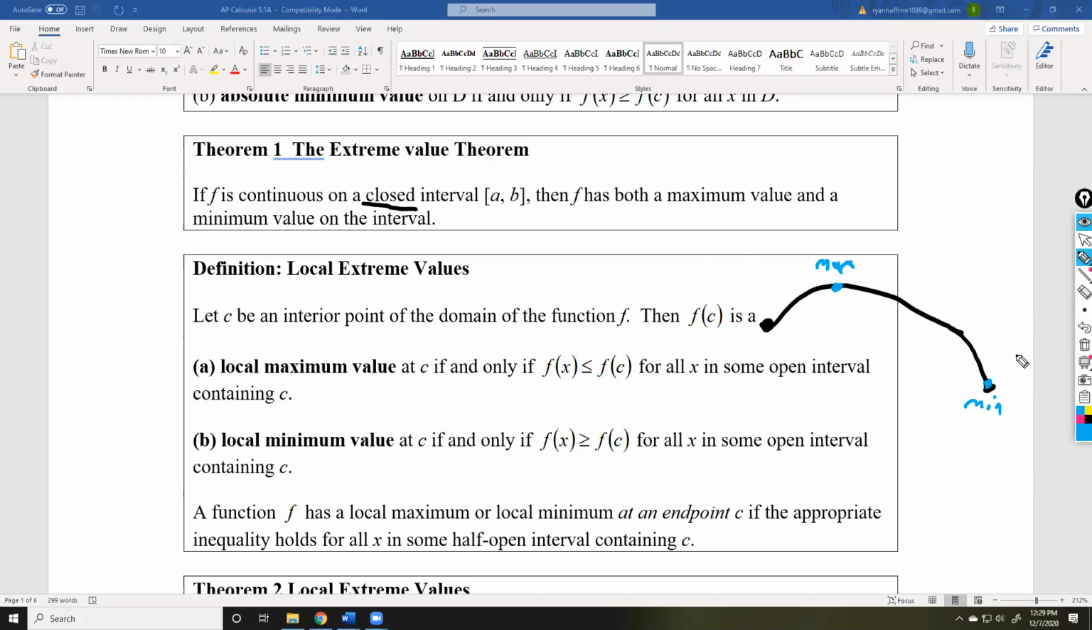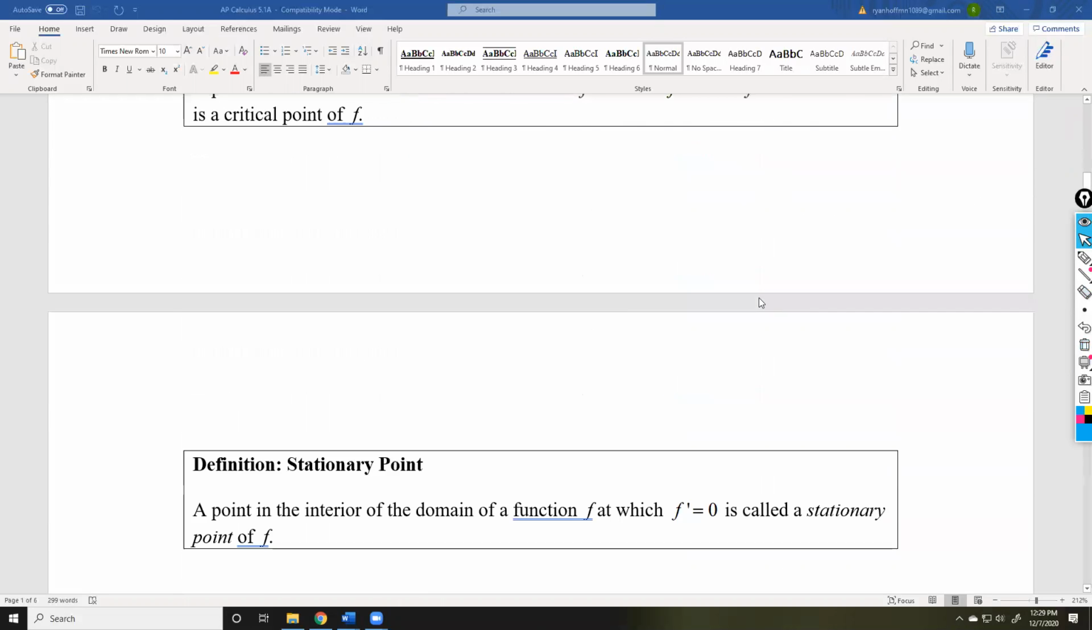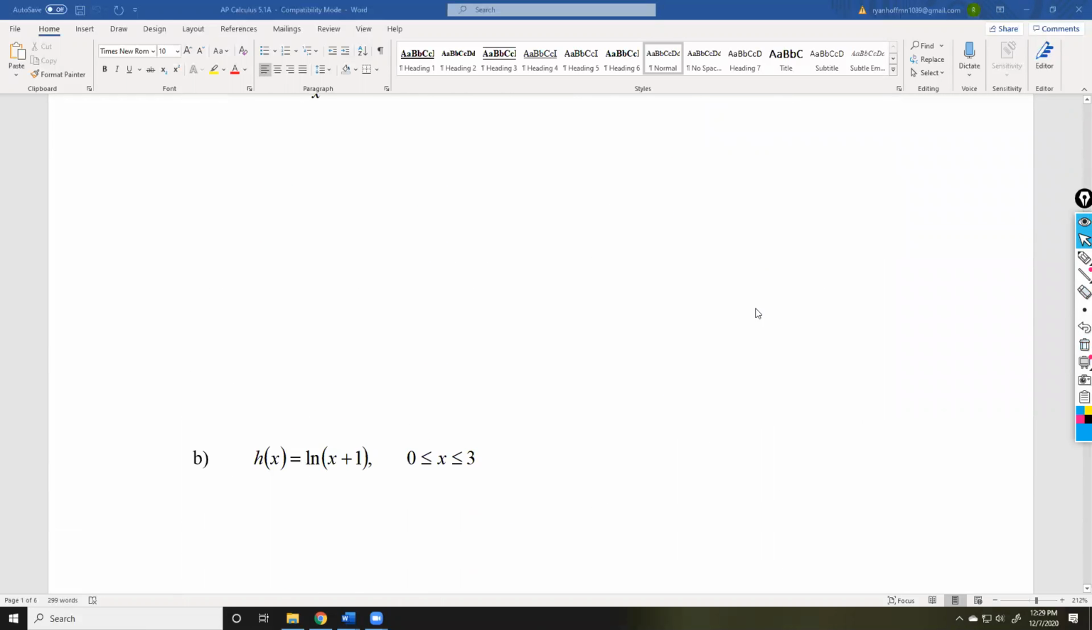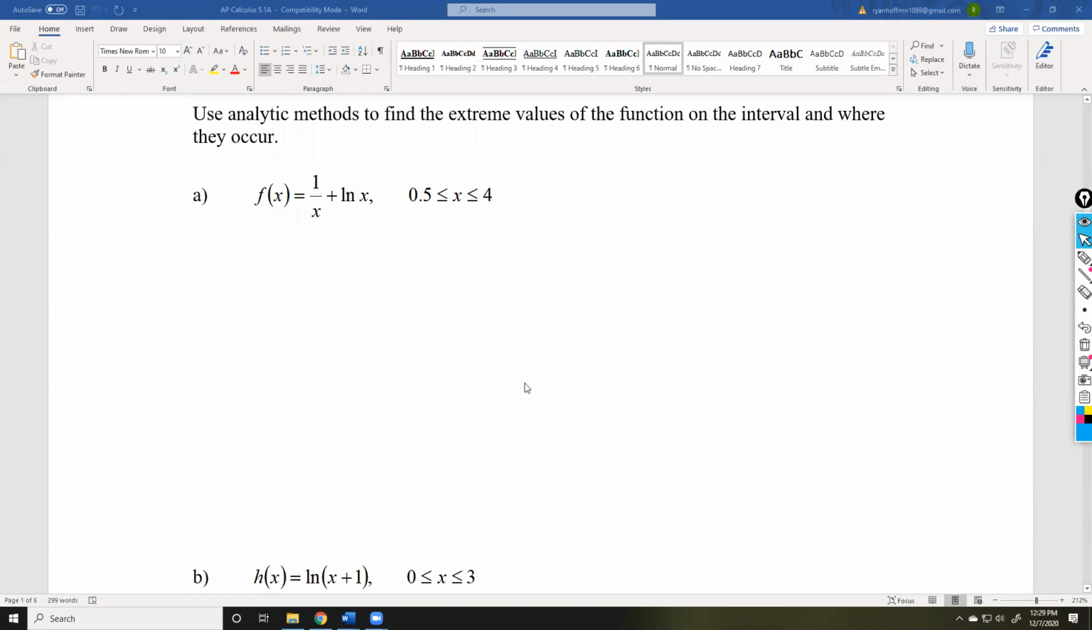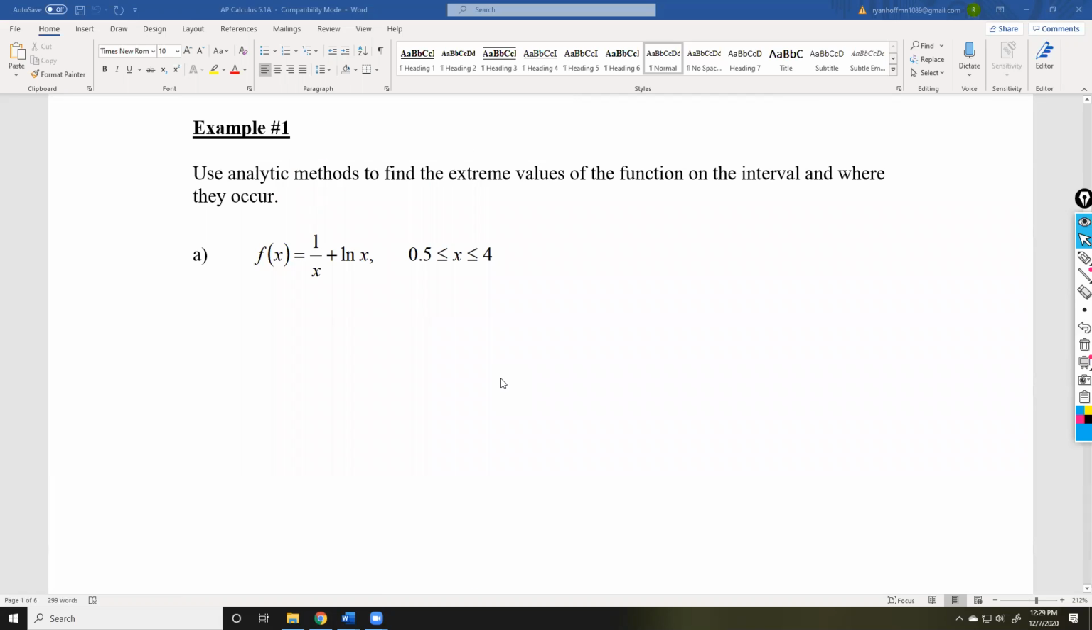So our goal today is that we're going to use calculus to find where those maxes and mins are. So let's look at some examples. We're going to look at a closed interval, and we're going to figure out where the max and min are going to be. So our steps to do that are going to be: where does f prime equal 0 or not exist?